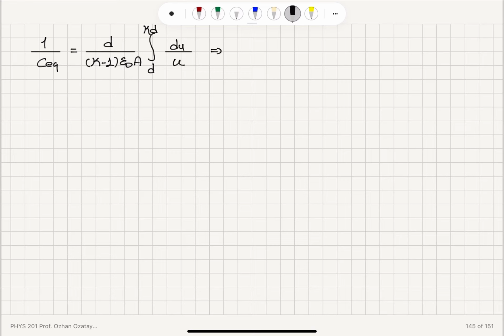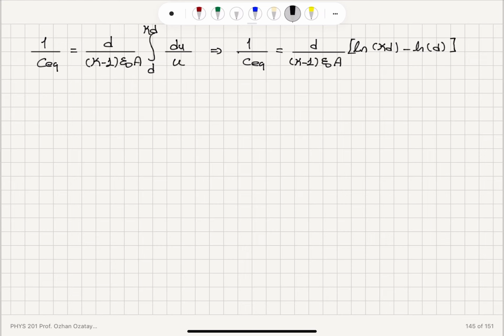And this will give me 1 over C equivalent is d over kappa minus 1 epsilon 0 A. Now I will obtain the natural logarithm of u evaluated between kappa d and d: natural logarithm of kappa d minus natural logarithm of d, and that will give me just natural logarithm of kappa.